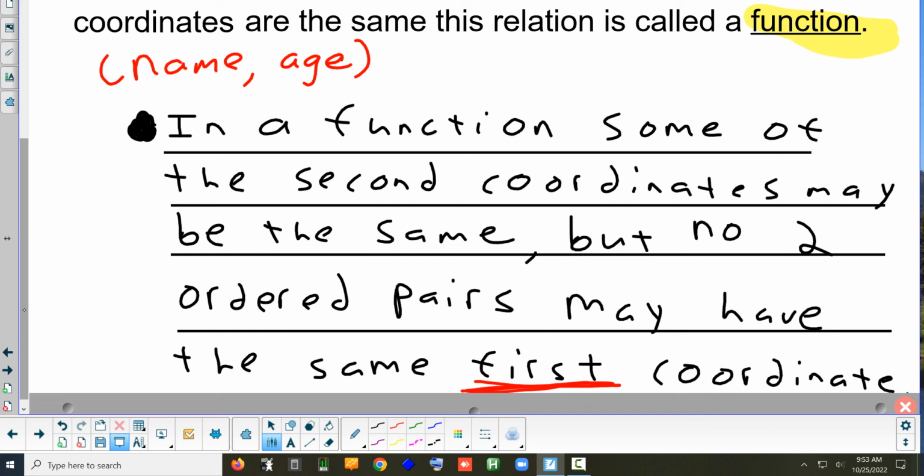There are people in here that have the same first name. So we have Abby and Abby. So if we were to make a list of all the names, comma, the ages, it would not be a function in this class because we have two people with the same first name. Everybody would have to have a different first name for it to be a function.